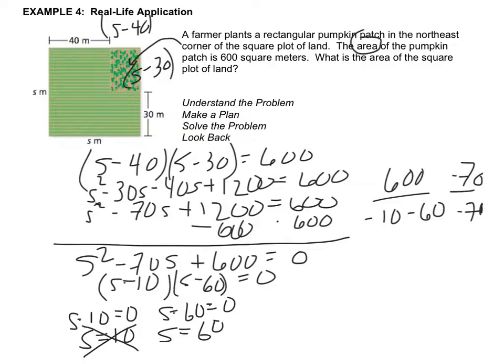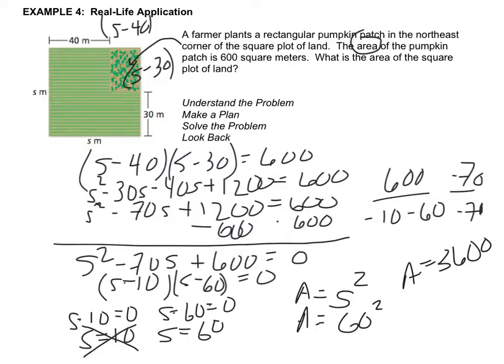And then the question says, what is the area of the square plot? Well, the square plot obviously is S squared is my area. If we know each side is 60, we just have to take that and square it, which means the area equals 3,600 square meters. And that would be the area of the entire plot of land.